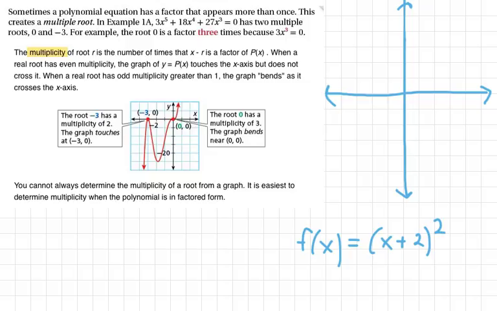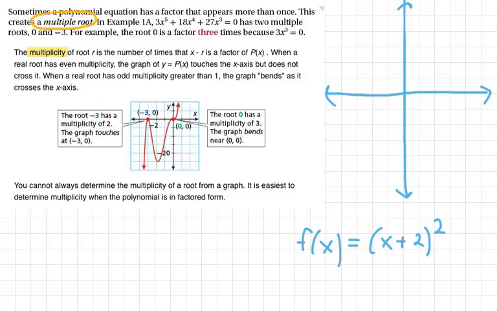Sometimes a polynomial equation has a factor that appears more than once, and this causes a multiple root. For example, in the graph on your left, 3x to the fifth plus 18x to the fourth plus 27x to the third has two multiple roots, 0 and -3. And for the root 0, the 0 is a factor 3 times because it has a factor of 3x to the third. We can factor 3x to the third out of all three terms.